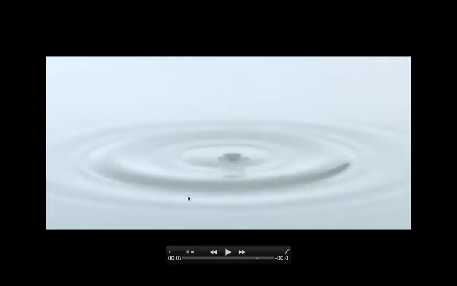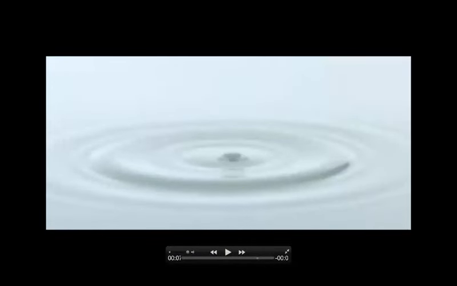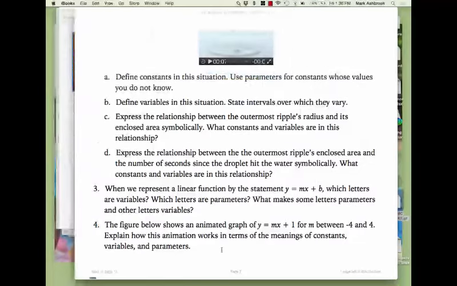Okay, so watch one more time. Our goal is to define variables, parameters, and constants related to this problem, and then form some relationships. So the first thing it says is define constants. What kind of quantities in this situation are constant? So I'll do constants up here.